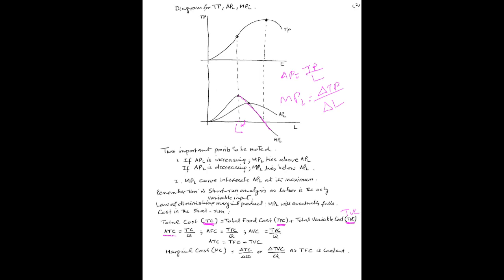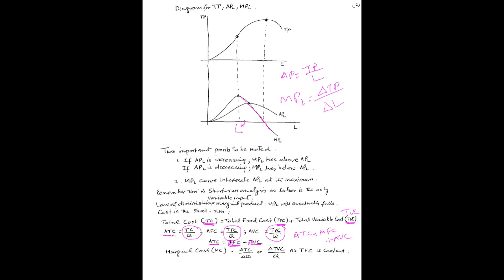Similarly, average fixed cost is total fixed cost divided by output. Average variable cost is total variable cost divided by output. And therefore, the same rule applies here as well. Average total cost must equal total fixed cost plus, no, this is average fixed cost, and this is average variable cost. Okay, so average total cost is equal to average fixed cost plus average variable cost.